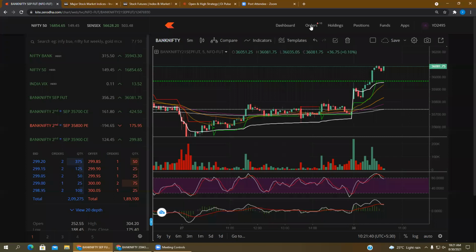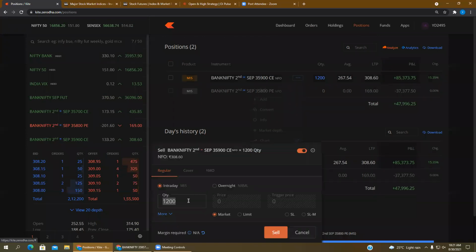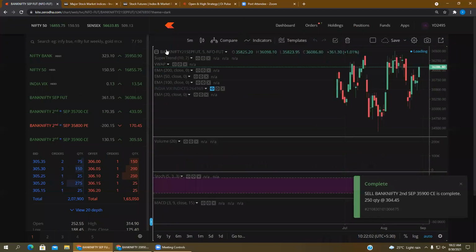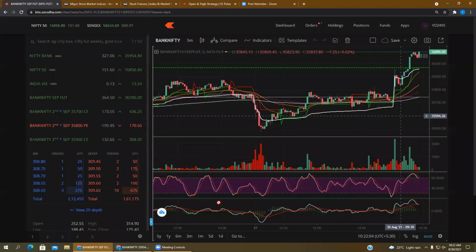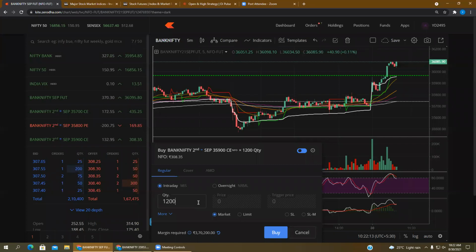Okay, I bought this at 288. Now it is 303, 305. Wow, 310. Good. Exited 250 at 305. I'll keep 950. Looking to add more. If it comes to 300 again, then I'll try to add more.